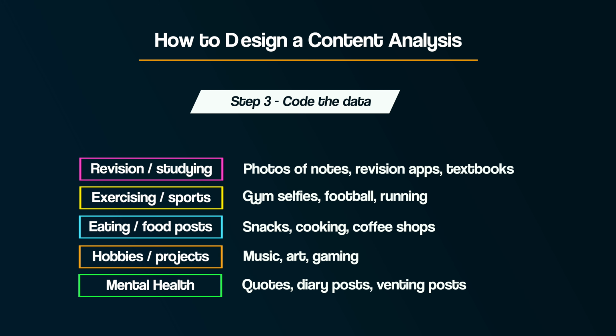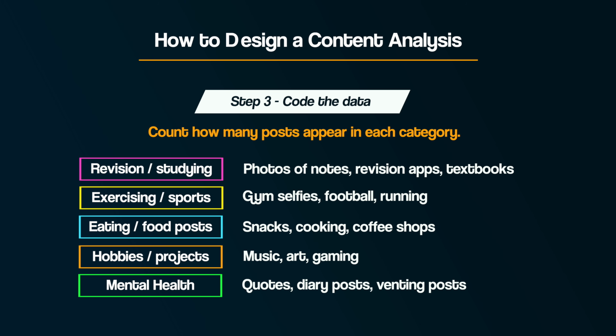And then thirdly, you'd code your data. So you'd do quantitative coding. You'd count how many posts appear in each category. For example, over a week of posts, maybe 12 are about revision, 8 are about socialising, 5 are about exercise and so on. And once coded, you can look for patterns. Maybe most posts are about studying during exam season or more about friends at the weekend. In summary, by coding Instagram posts, researchers can see what year 13 students are actually doing without ever asking them directly. It turns everyday social media content into numbers and patterns that tell a story about behaviour and priorities.